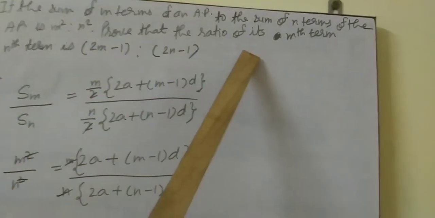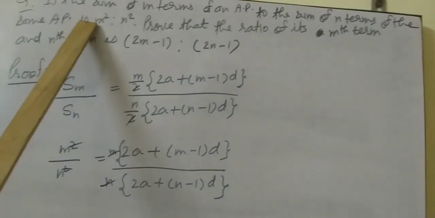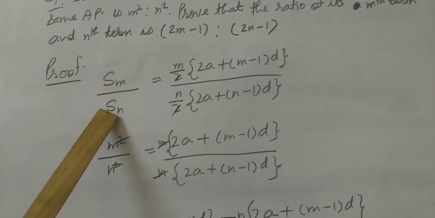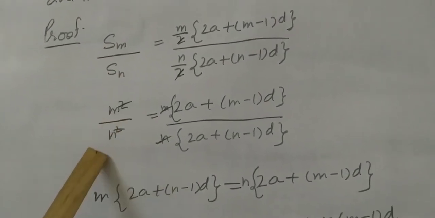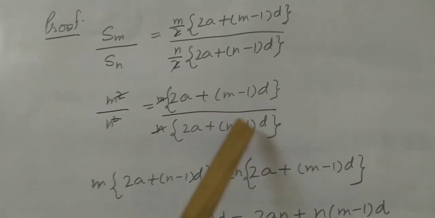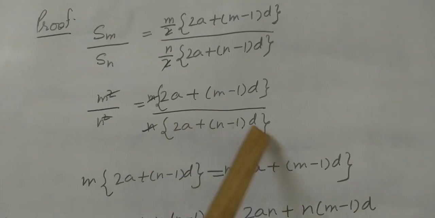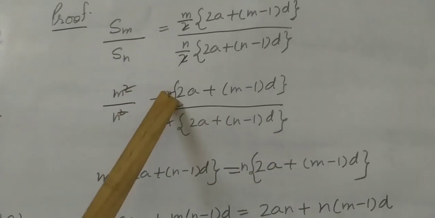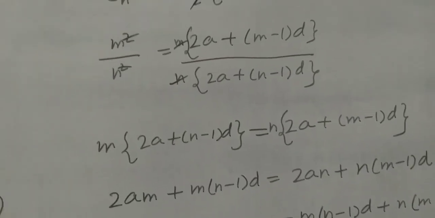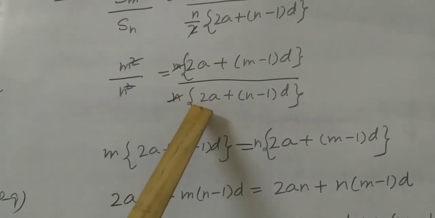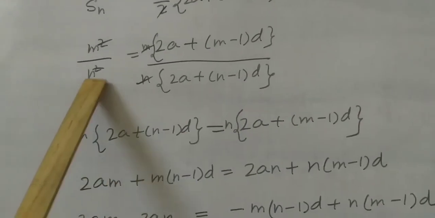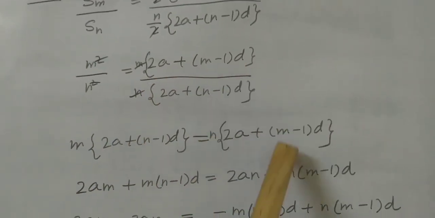The ratio is given to us. What is the ratio? m square is to n square. So in the place of Sm upon Sn we can write m square upon n square equal to m(2a plus (m minus 1)d) upon n(2a plus (n minus 1)d). So one m and one m, similarly one n and one n will be cancelled. What is left here? m multiplied by (2a plus (n minus 1)d), cross multiplication, student, equals n multiplied by (2a plus (m minus 1)d).